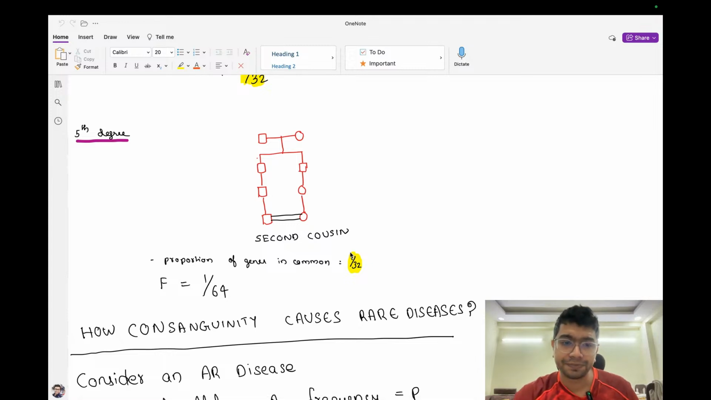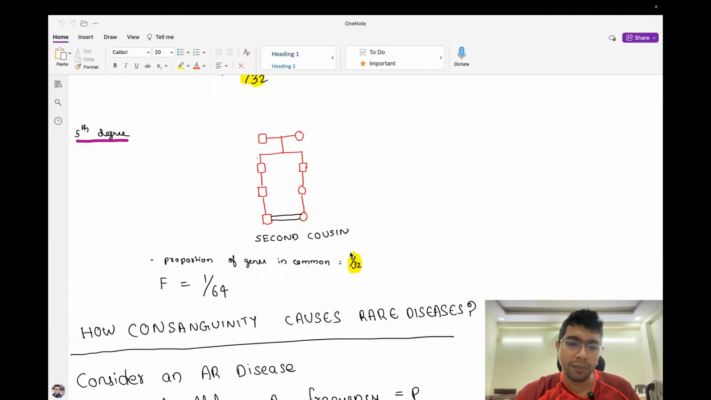Another thing is that the further away from this inbreeding coefficient, or proportion of genes in common, the risk of autosomal recessive disorders is the same as the general population. So that means a sixth degree pedigree, we can make it.